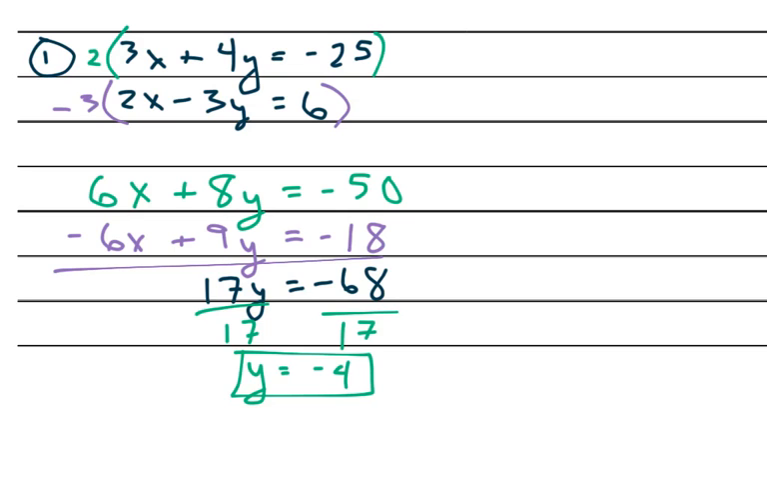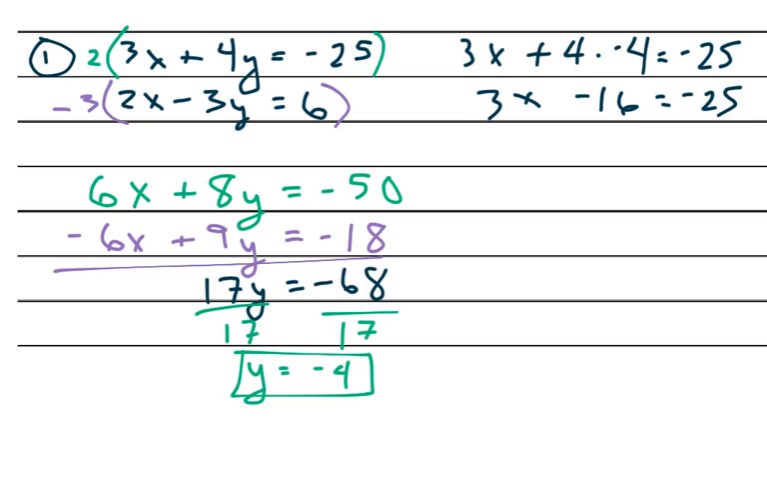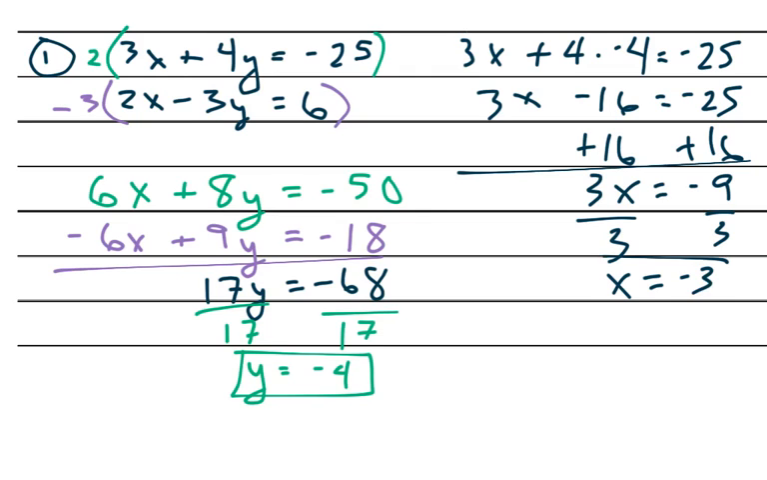And when I plug it in, I'll plug it into, I guess, the first equation. So I'm writing 3x plus 4 times negative 4 equals negative 25. 3x minus 16 equals negative 25. Add 16 to both sides, and I get 3x is negative 9. Divide by 3 and you get x is negative 3.